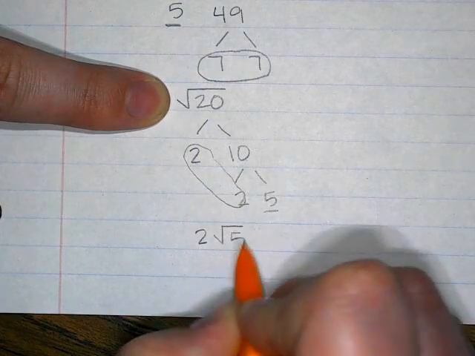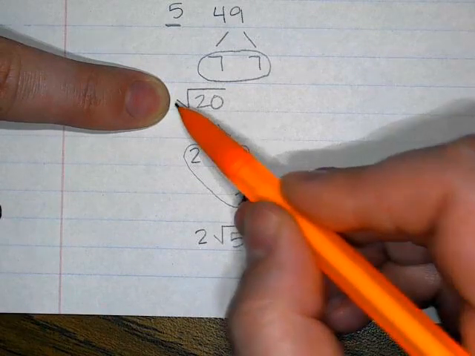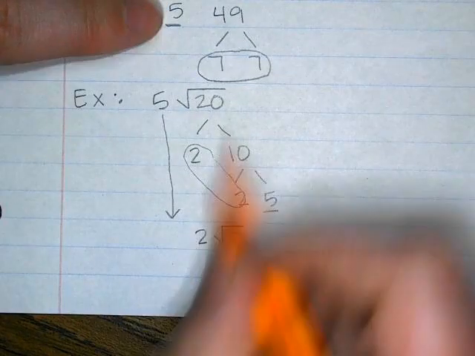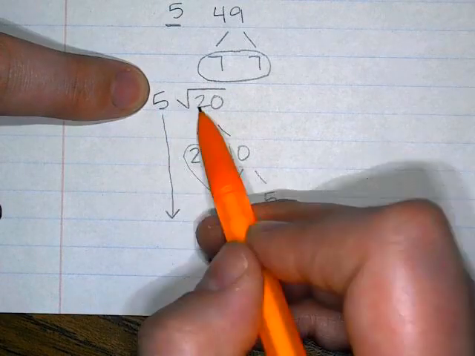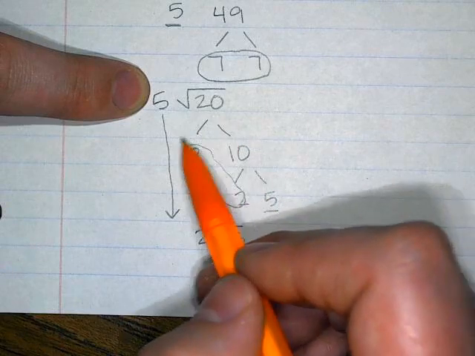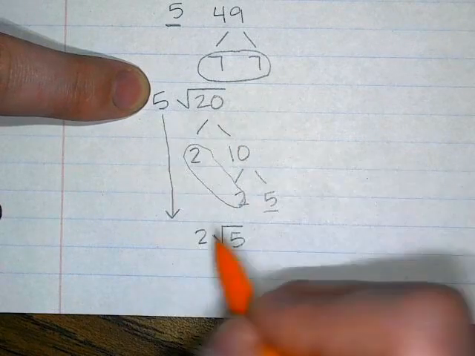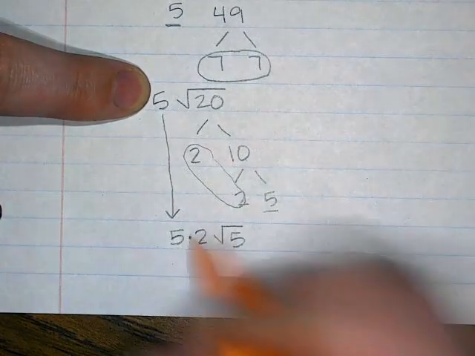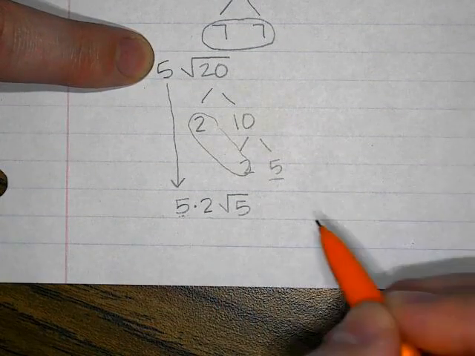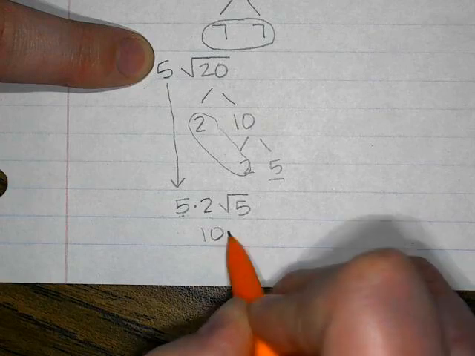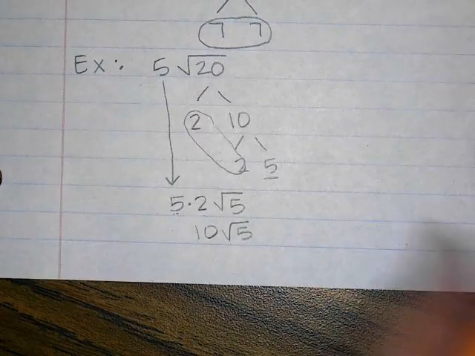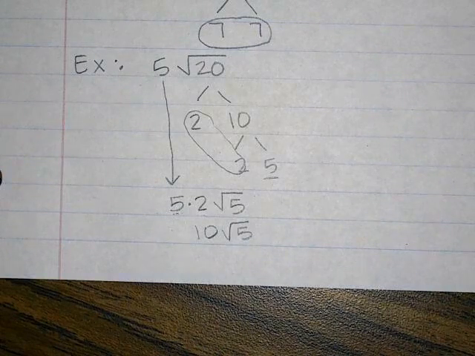And then what I'm going to do is I'm going to drop down the 5 that was in front. Now, the 5 that was in front was written right next to it. So what operation is that if you write them right next to each other? Multiplication. So 5 times, all right? Now, what would I have if I multiply these together? 10. So it's 10 root 5. Yes.